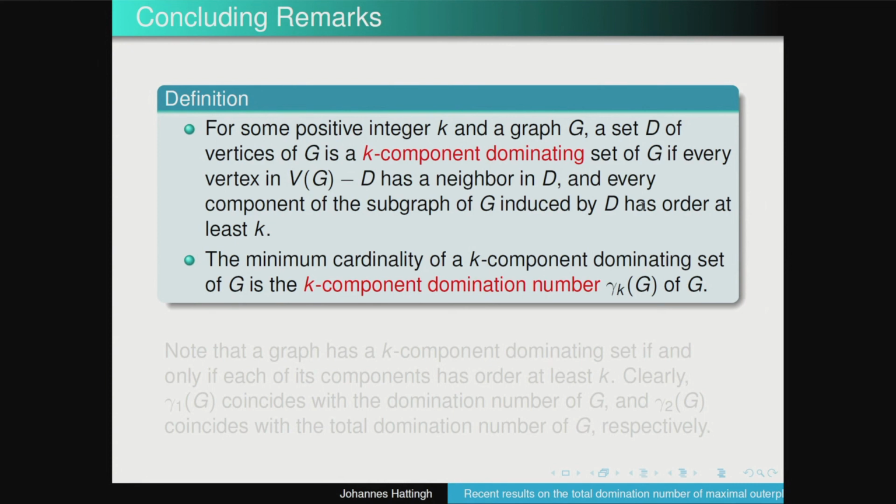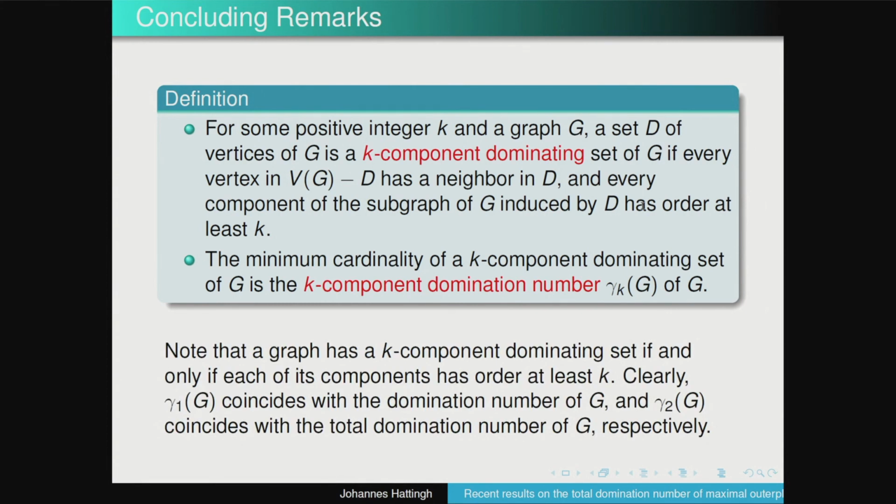And they do apologize in their paper for using gamma k of G, but they said that at least in that paper it's clear from context, because obviously gamma k of G has been used for many variations of domination. So that's what I already said. For k equal to 1, gamma 1 coincides with the domination number, and gamma 2 of G coincides with the total domination number of G.